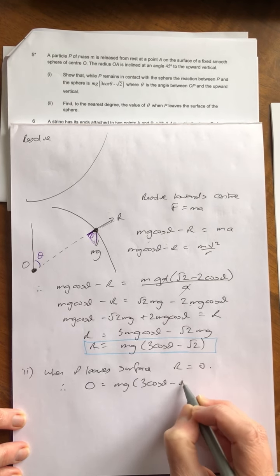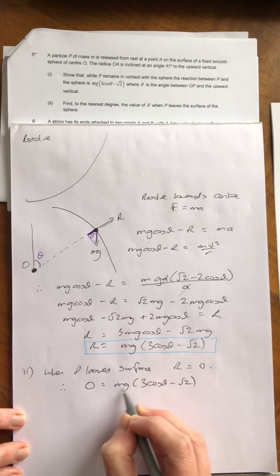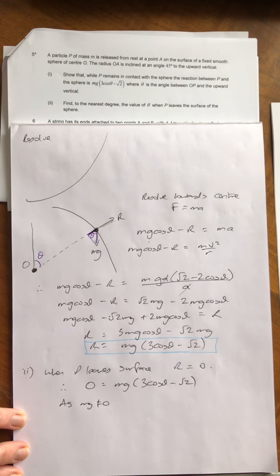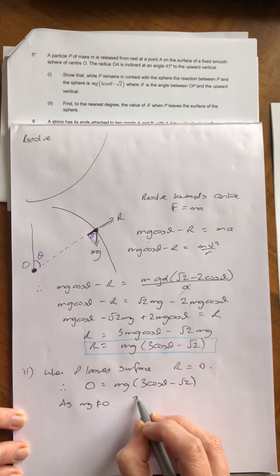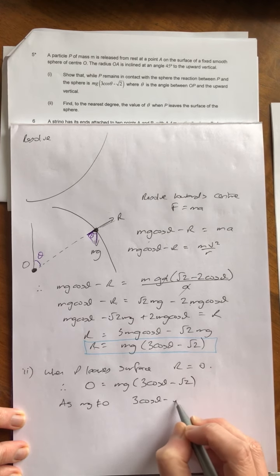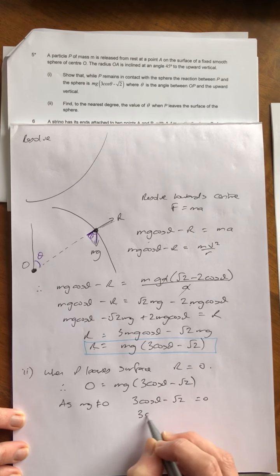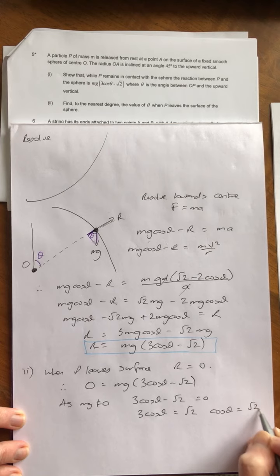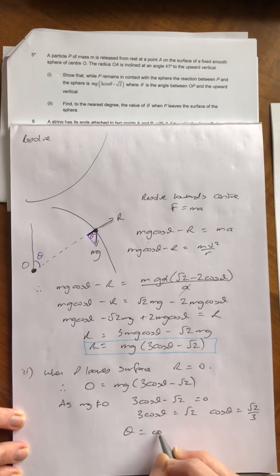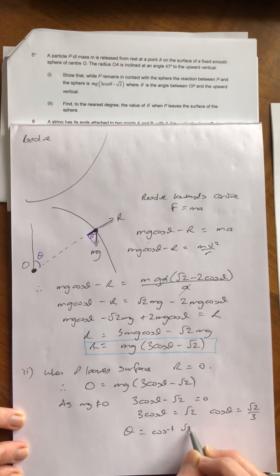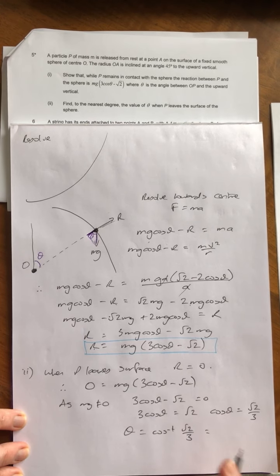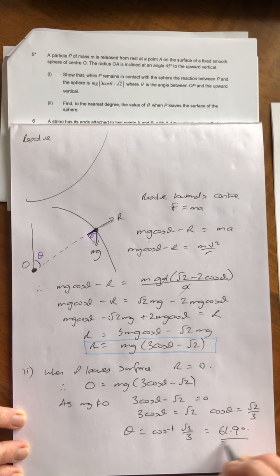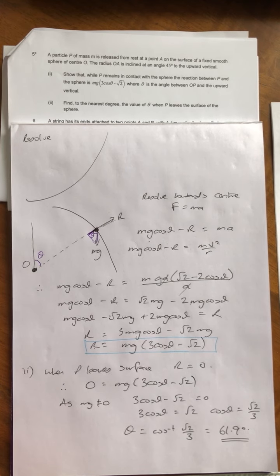So I'm just going to use that expression there and substitute 0 in. Of course, I know that the mass and g are non-zero, so as mg isn't 0, it means that this has to be 0. So 3 cos theta minus root 2 is 0. So 3 cos theta is root 2, cos theta is root 2 over 3. And if we inverse cos root 2 over 3, we get an angle of 61.9 degrees.